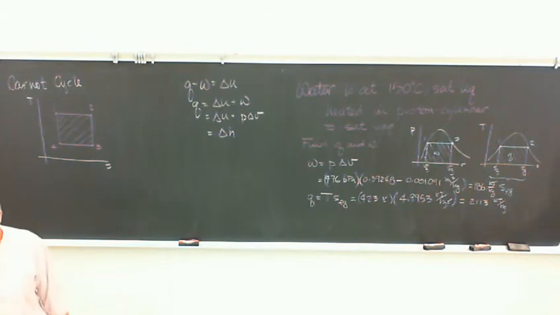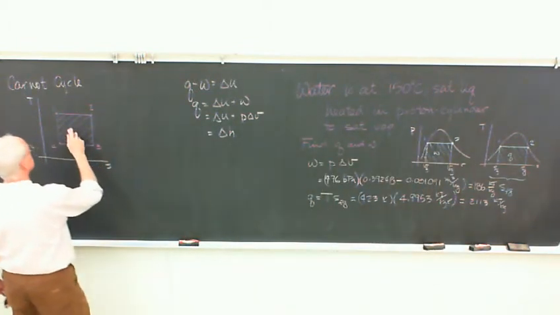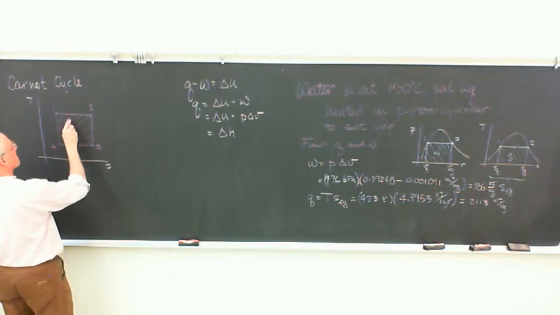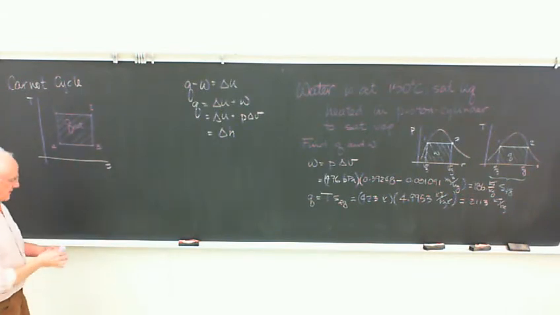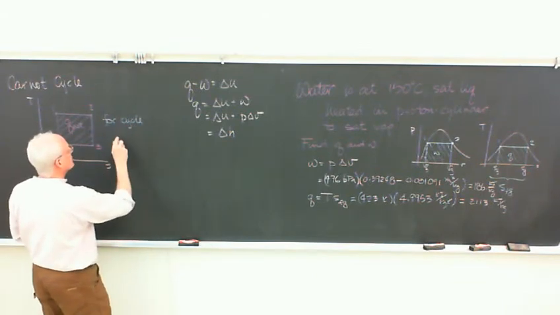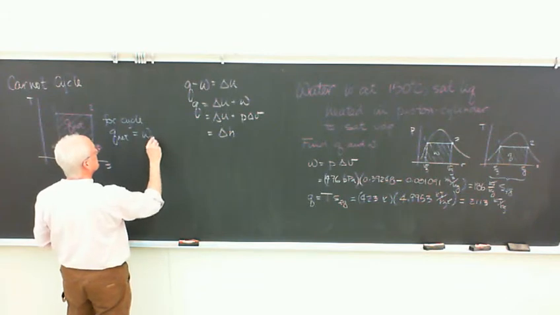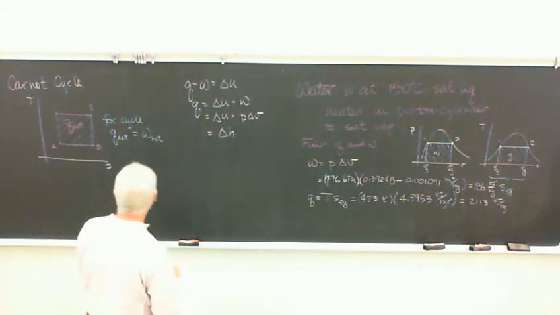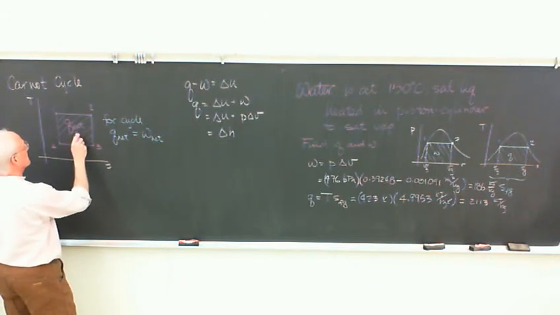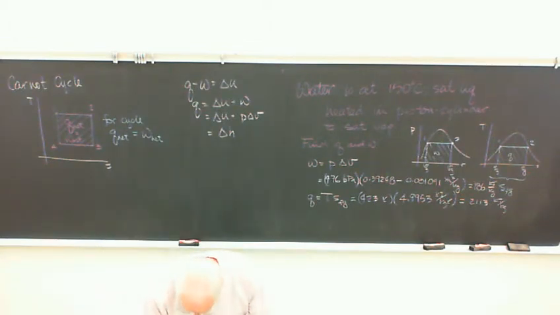And the area enclosed by that cycle is Q net, because that's what we get right off the TS diagram. But don't forget, for a cycle, and this is true for any cycle, Q net equals work net. So that's not just the heat transfer enclosed in there, it's also the net work. That's the main thing we get off of the TS diagrams, is the net work.